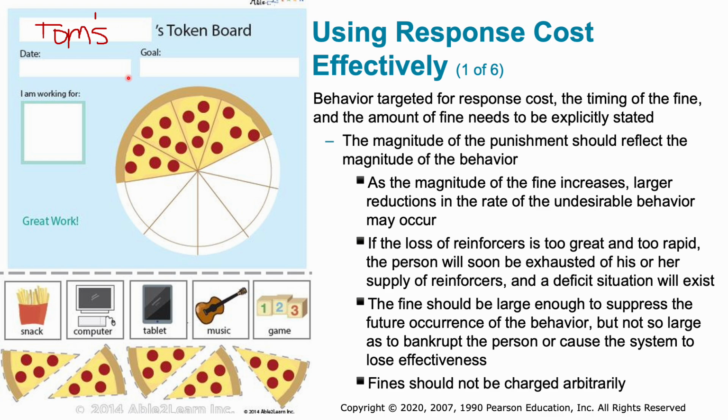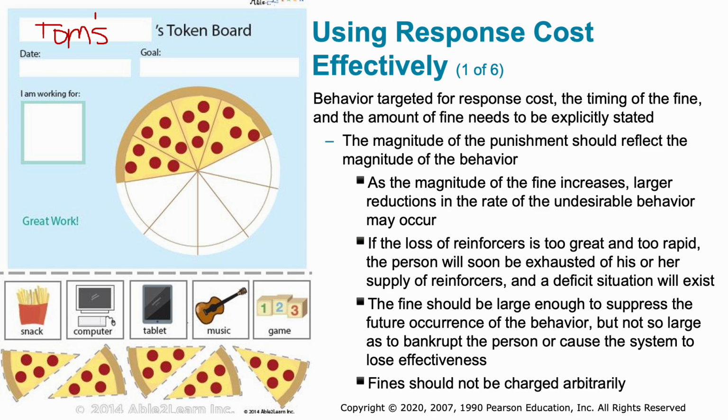So you can here, sorry, it says a date. I thought I had my pointer on, but I did not. So the goal, you can write the goal. How many do they have to earn in order to earn the reinforcer? In this case, there's 1, 2, 3, 4, 5, 6, 7, 8, 9 pizza slices that they can earn, and then they would write here what they're working for. And these are the possible reinforcers according to this example. These are the possible reinforcers they can select from.